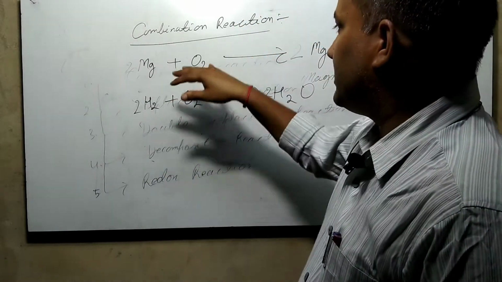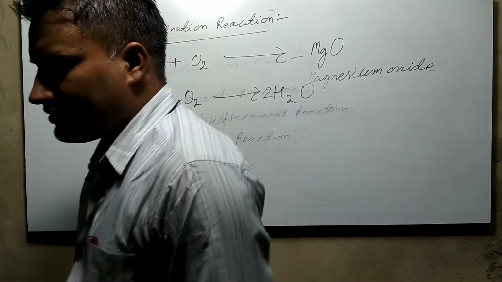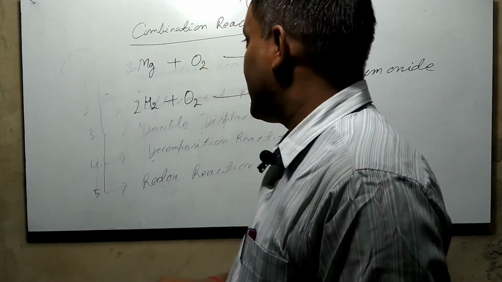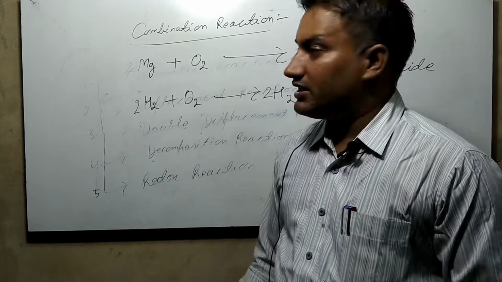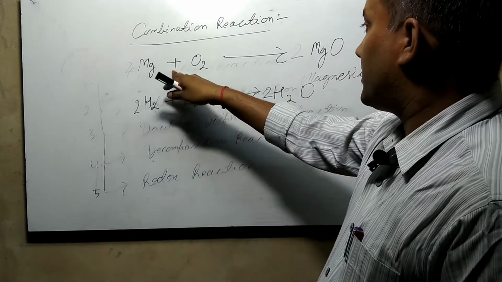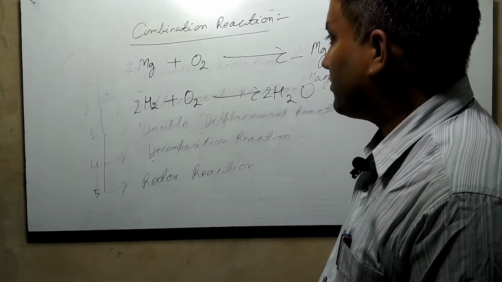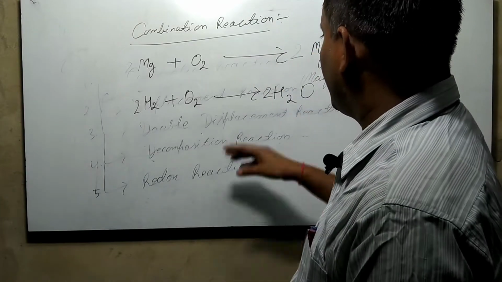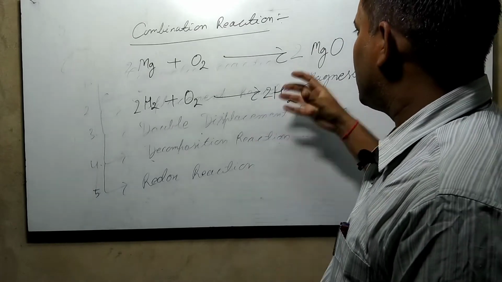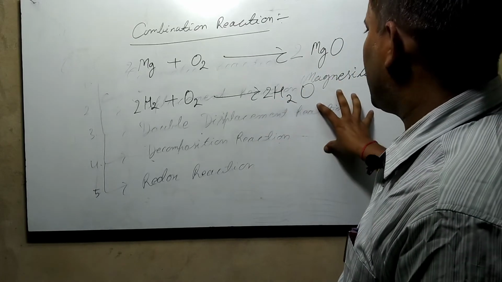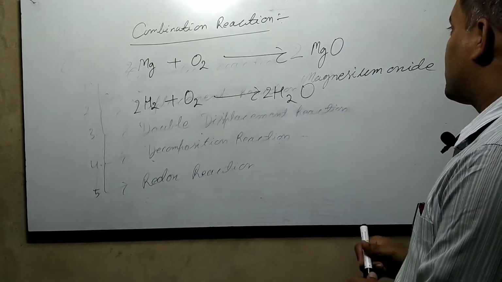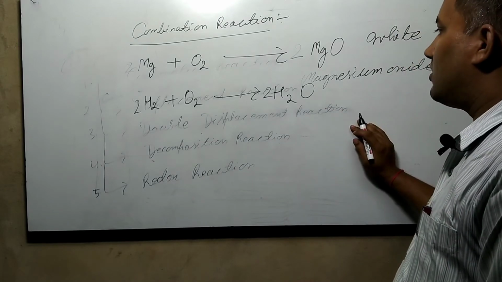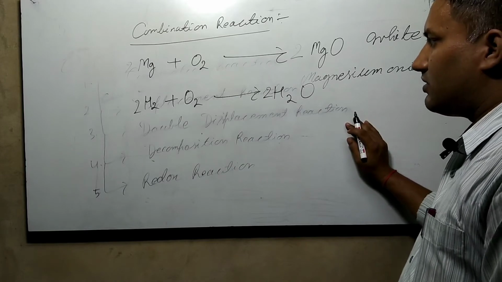Combination reaction, magnesium ribbon. Magnesium ribbon actually burns and produces light; it gives a dazzling white flame. If you have seen it in your laboratory, whenever you burn magnesium there is a dazzling white flame, and it burns and continuously gives white powder of magnesium oxide. H2O, you are well familiar with water.